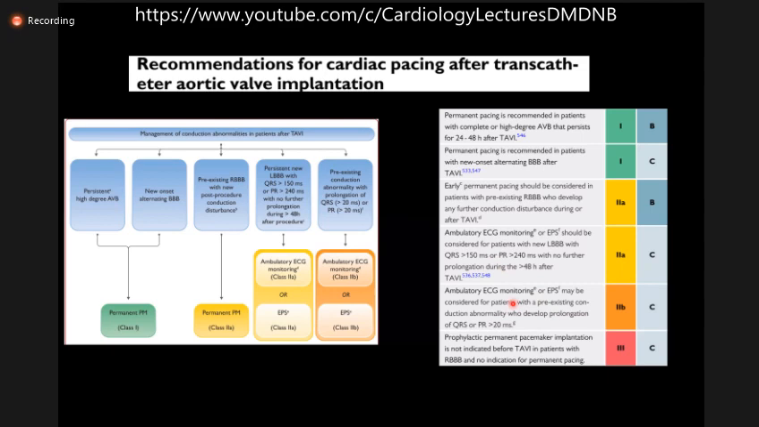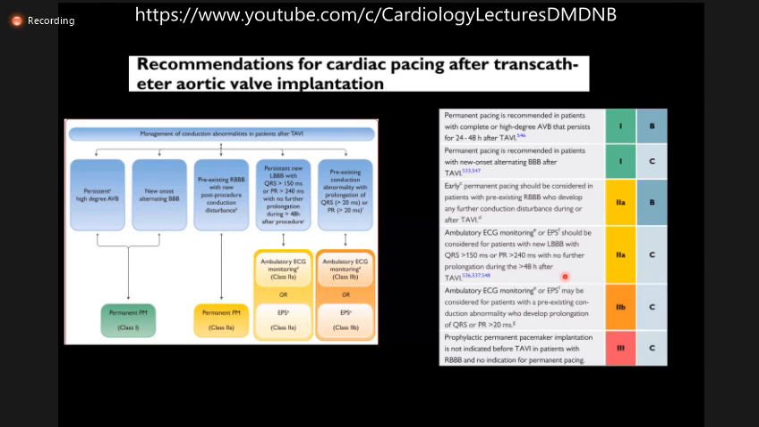So TAVI implantation techniques are, of course, evolving. If you look at how implantation has evolved over the last decade or so, with higher and higher implants, some of the major high volume centers have consistently gotten away with very low pacemaker implantation rates. So I'll end here.